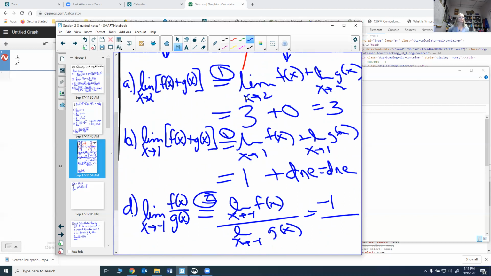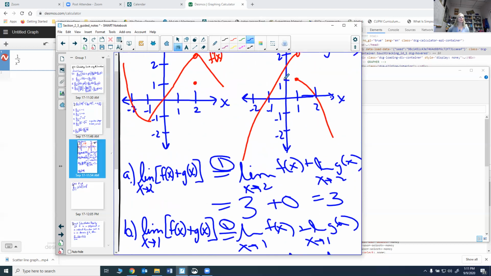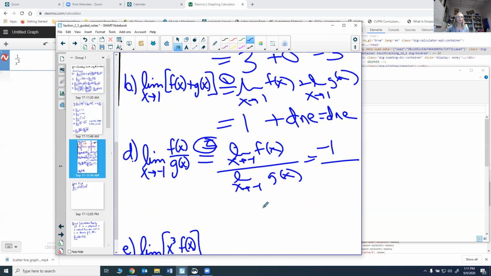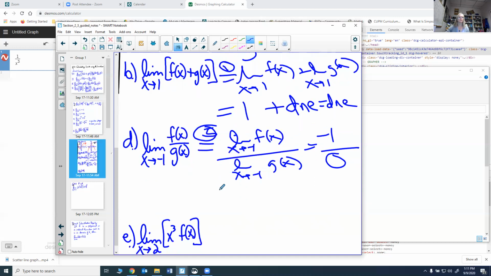Now let's look at the bottom for g of x. As I'm heading towards negative 1 for g of x, it looks like we're heading towards the number 0. But in that limit law, since we can't have 0 in the denominator, the limit can't actually equal 0. So this means this one does not exist because you can't have 0 in the denominator.